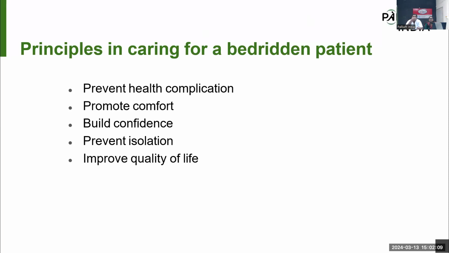If the patient is bedridden, all activities are diminished. So promote the comfort of the patient by applying proper care with confidence, and prevent isolation. If the patient is in a bedridden condition, he or she is fully isolated from the common community. So we have to give proper care and monitor the patient in a proper way, so the isolation may be preventable. The next one is to improve the quality of life. These are the main principles of bedridden patient care.